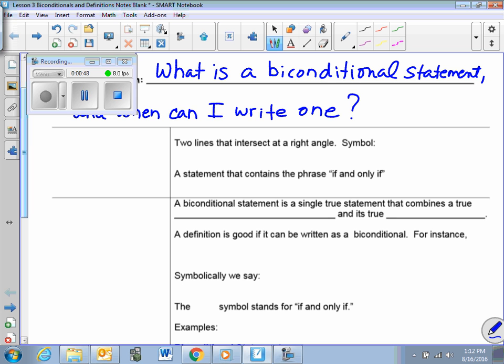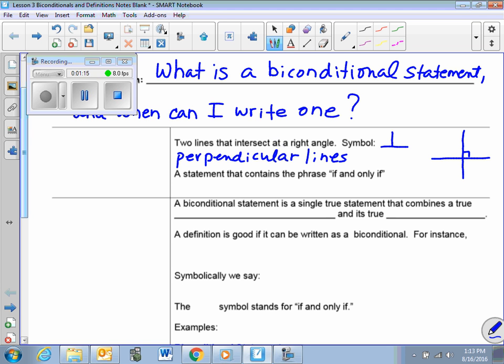Two lines that intersect at a right angle, or to form a right angle, of course, are perpendicular lines. Been knowing that for a long time. Perpendicular lines, and we know this is the symbol for perpendicular lines. Also, if we're looking at a figure and we see that we have the little box there, then we know that those lines are perpendicular.